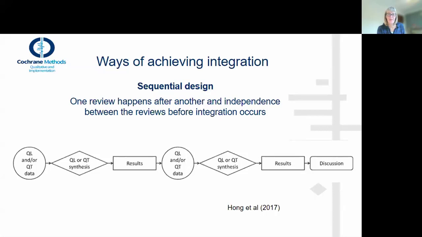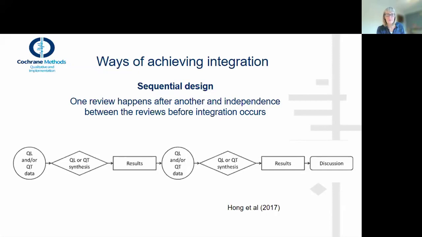And the diagram here, I was just looking at it before, thinking that it makes something really quite simple look quite complex. That wasn't really the intention. But what you've got here is that QL is qualitative and QT is quantitative. So you've got either a qualitative or a quantitative synthesis, you get the results, and then you move into the next review. So either the qualitative or the quantitative can happen first.